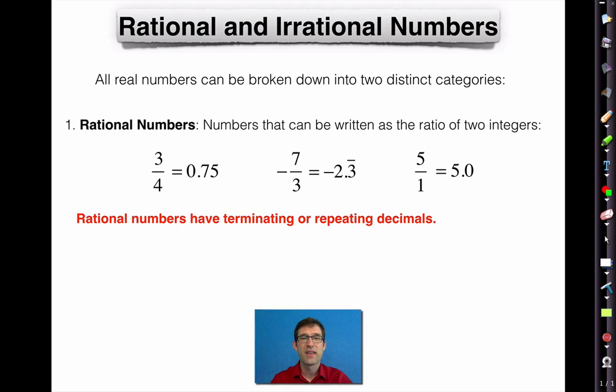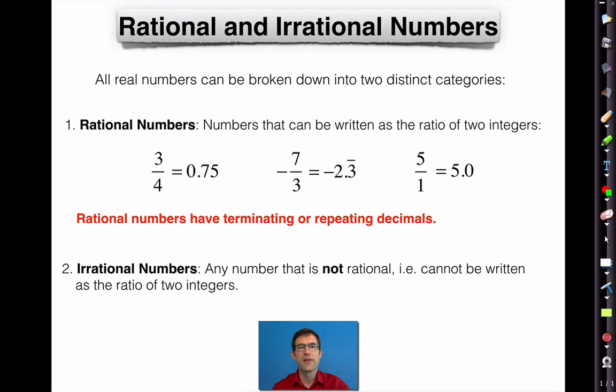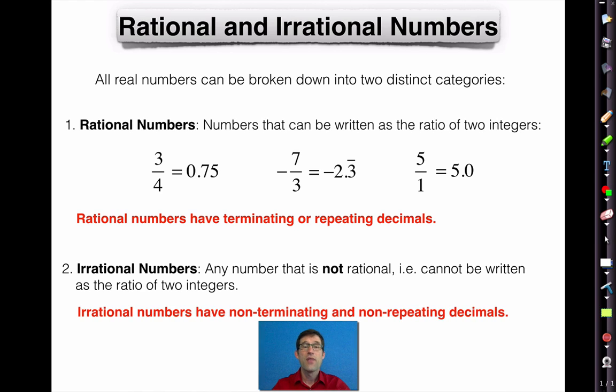Irrational numbers, on the other hand, are simply any numbers that aren't rational. That's all they are. So you have the rational numbers, and then you have the irrational numbers. And of course, what that means is that if an irrational number is not rational, then it must have non-terminating and non-repeating decimals. In other words, their decimals go on forever without any repeating pattern.